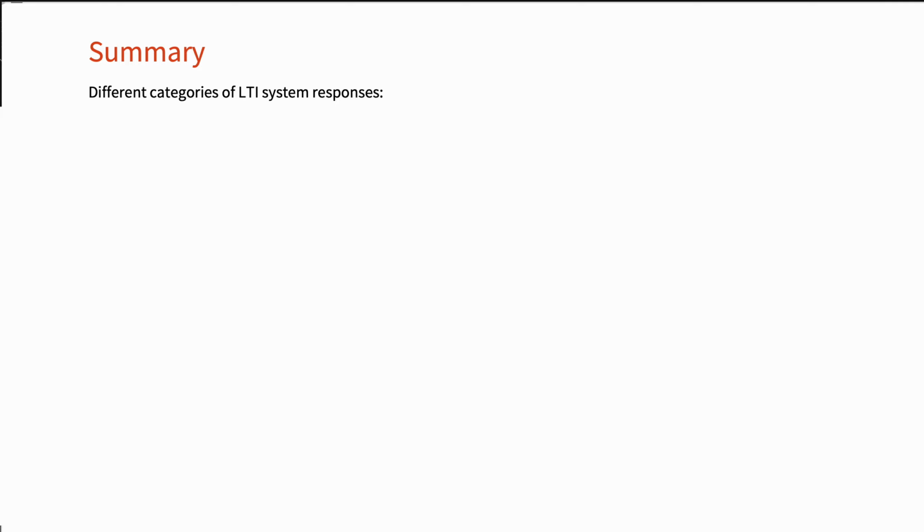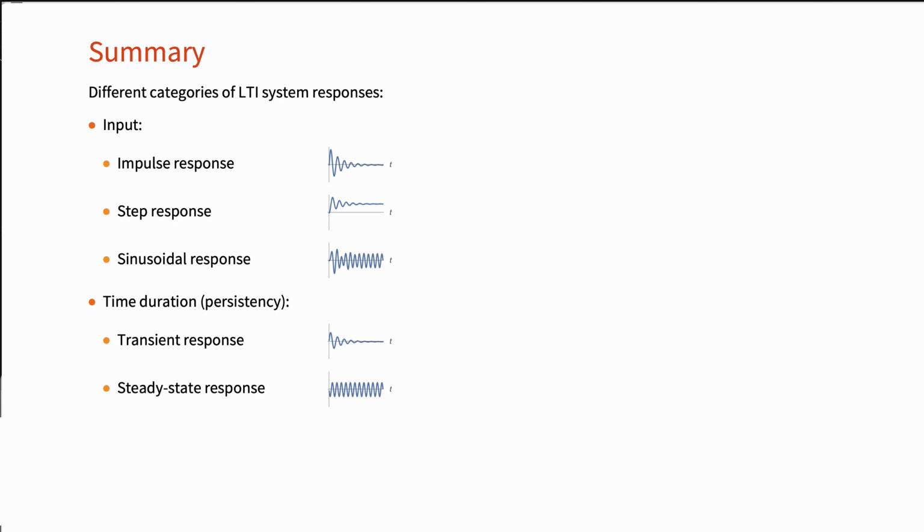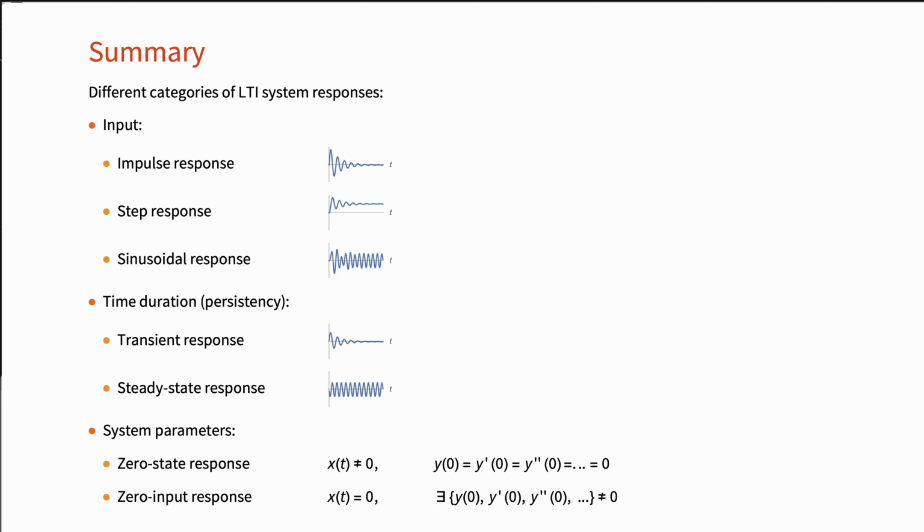To summarize, in this lesson, we categorized LTI system responses based on the type of input and learned about impulse response, step response, and sinusoidal response. We then looked at two different parts of the system response based on time duration or persistency, namely transient response and steady state response. The final category was based on the system parameters, input signal, and initial conditions. We gave the definition of zero state response and zero input response, and we went over some examples showing how to find these responses.